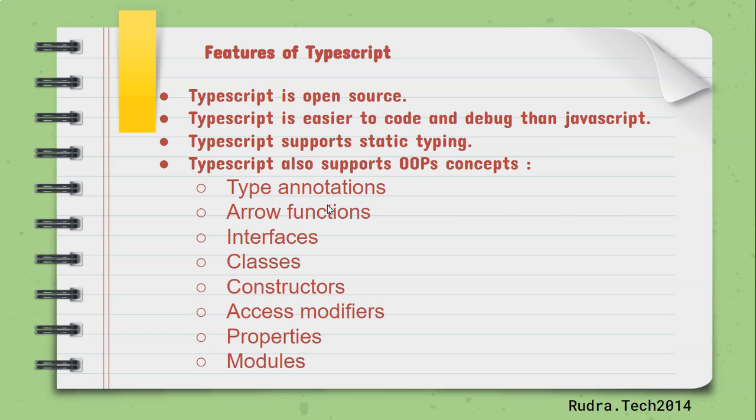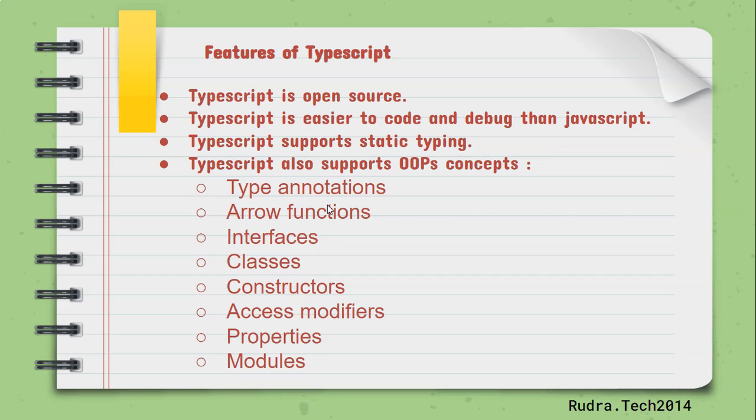First, TypeScript is open source. Then TypeScript is easier to code and debug than JavaScript, and it is even easier to maintain than JavaScript. Then TypeScript supports static typing. Now, when we say static typing, it is a programming language in which we do not need to declare any variable and a type before using it. And the type checking is done at compile time.